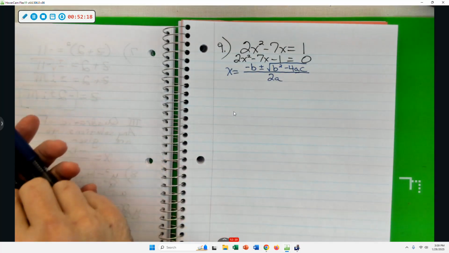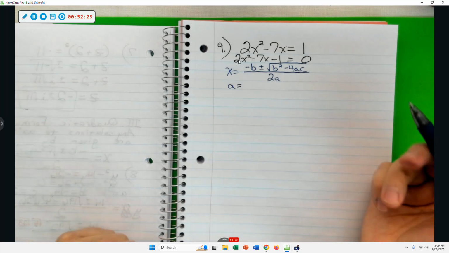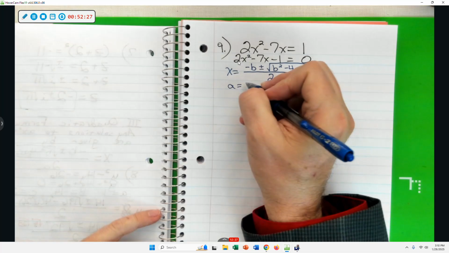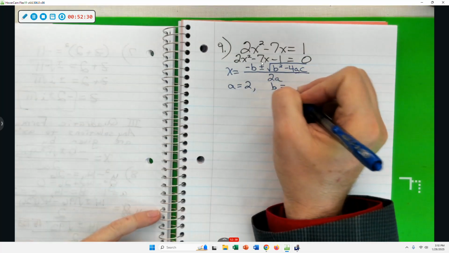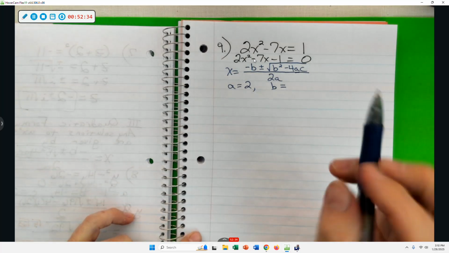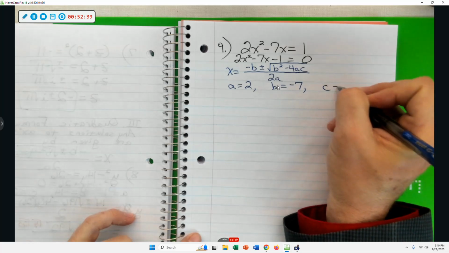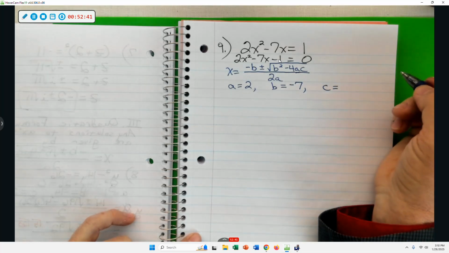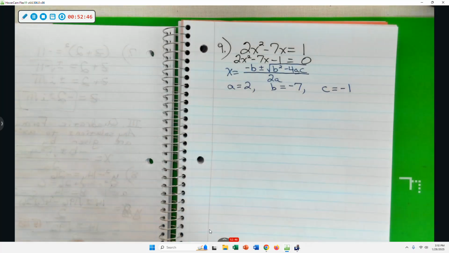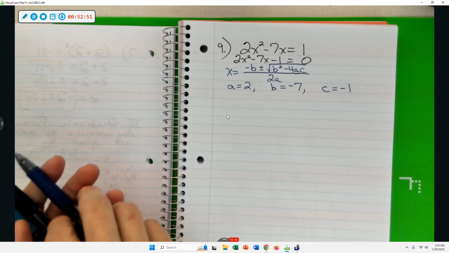I'm going to let y'all tell me a, b, and c. What's a? A is the coefficient on x squared. What will a be? 2, I agree. B is the coefficient of the x term. 7. No. Negative, not positive 7. Remember, take the sign. Negative 7. And c? I couldn't hear you. Negative 1, I agree. Now let's start making the substitutions.